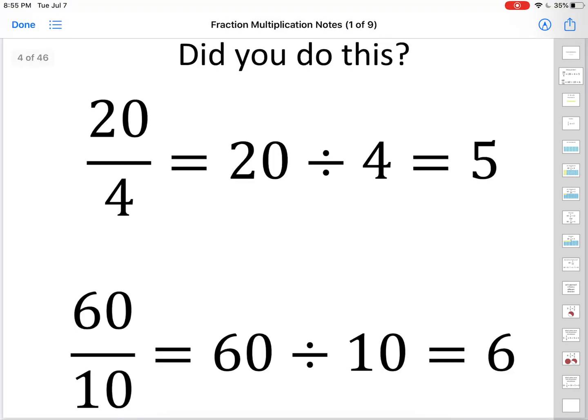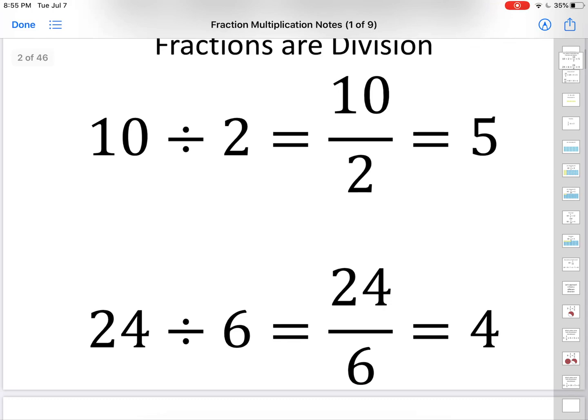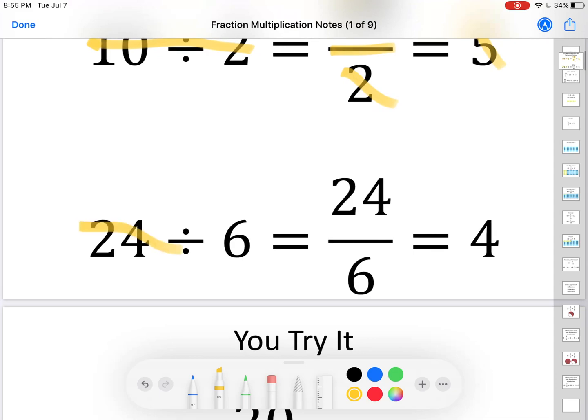First thing you have to understand is that fractions are division. 10 divided by 2 is equal to 10 over 2, which is 5. These things mean the same thing. 24 divided by 6 is 24 over 6, which is 4. It is the exact same thing. Fractions are division. Division are fractions. It is the exact same thing.